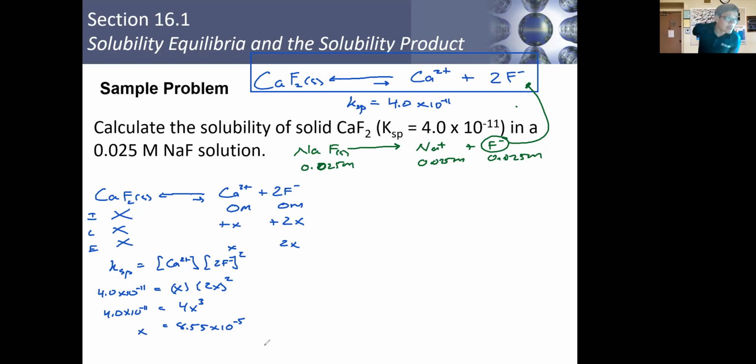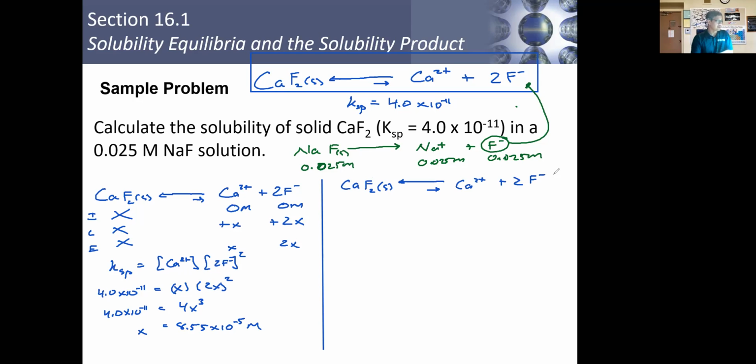So let's go ahead then. We should expect that the solubility should decrease as we add in the common ion. Let's take a look at how that happens, and calculate for it. We're still looking at this equilibrium again: calcium fluoride solid, calcium ion, and 2 times the fluoride ion. Setting up our ICE table again.